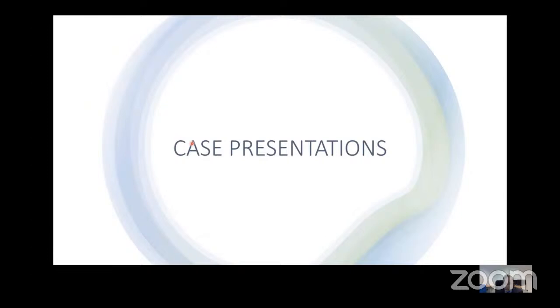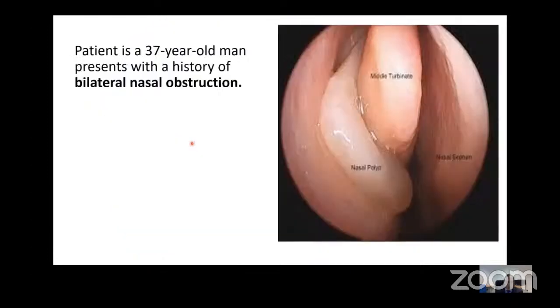Now I'll go through some simple case presentations. Here is a 37-year-old man who presents with bilateral nasal obstruction. Nasal endoscopy shows polyps in both middle meatus. So this is a very common scenario we see in our outpatient clinics. We would treat them medically with steroid tablets, sprays, and NSAIDs. And if they don't benefit from the medical treatment, we will recommend surgical intervention. So we would request a CT scan of the sinuses before operating on these patients.